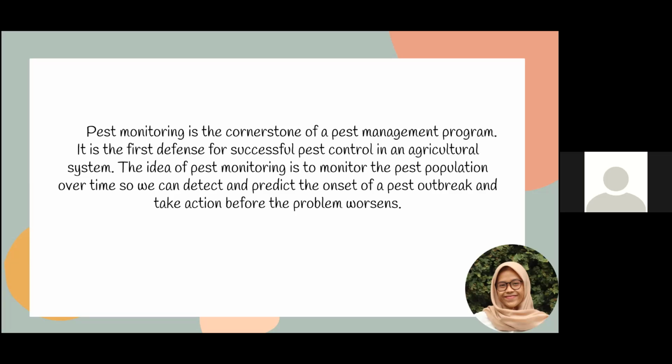Pest monitoring is the cornerstone of a pest management program. It's the first defense for successful pest control in an agricultural system. The idea of pest monitoring is to monitor the pest population over time so we can detect and predict the onset of a pest outbreak and take action before the problem worsens.